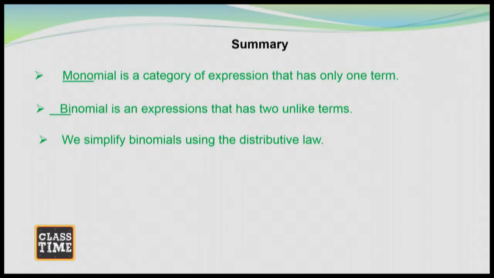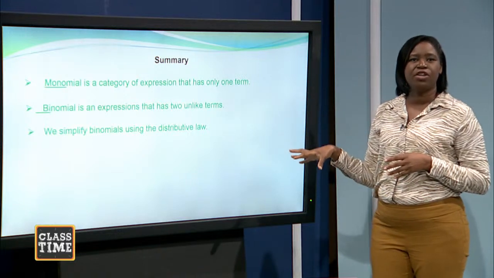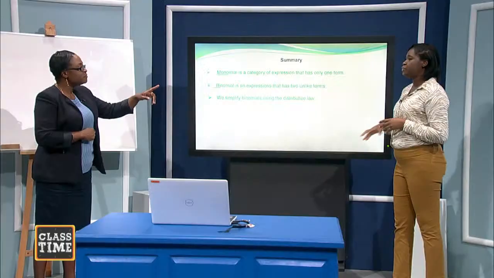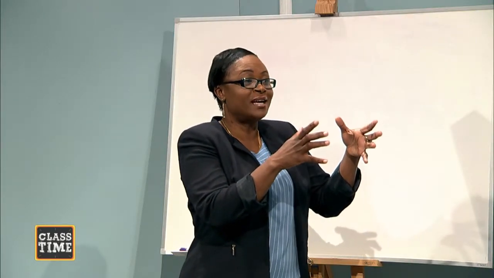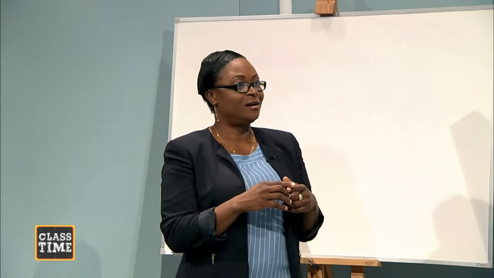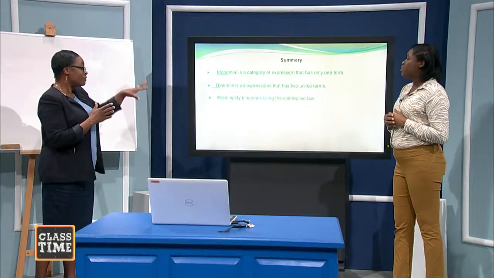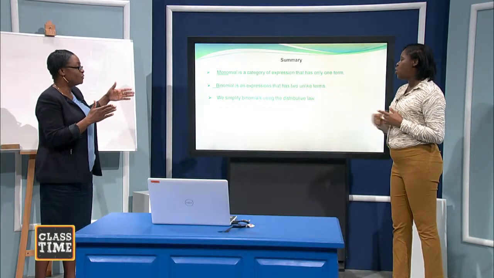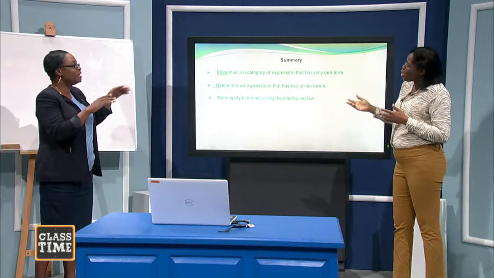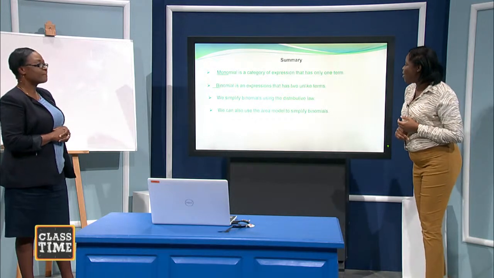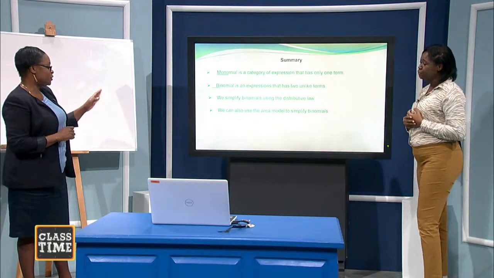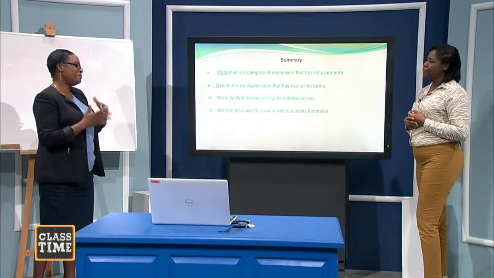And we saw where we used the terms in the first bracket to multiply the terms in the second bracket. But what if we don't have terms included in a first bracket? We use the area or the term that is on its own. All right, and we also use the area model to simplify binomials.